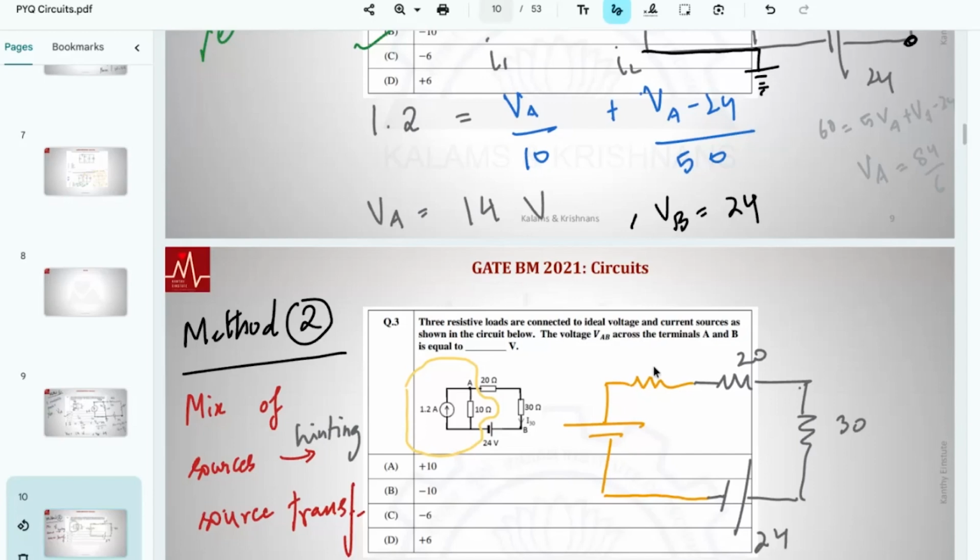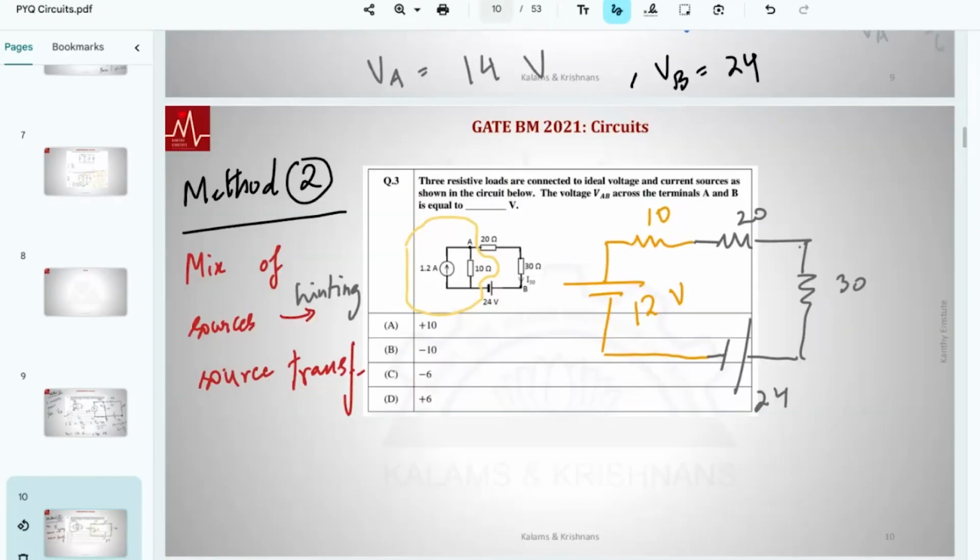So this 10 remains a 10 and this is just 12 volts. Fairly easy. From here, it's just one equation, one unknown. You can find the current here, right? What you have here is (12 minus 24) by 60 equals I.